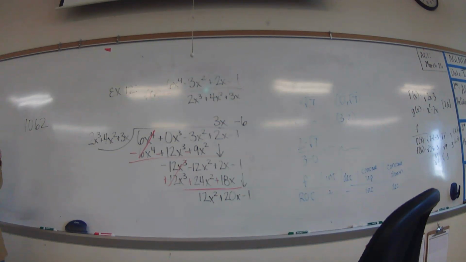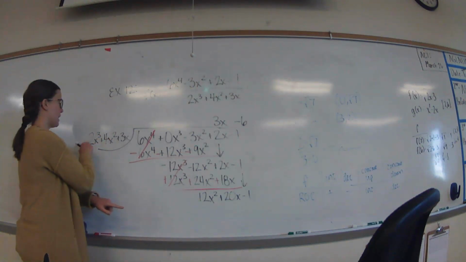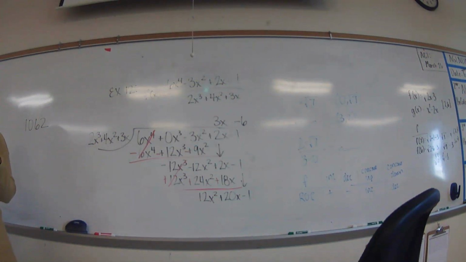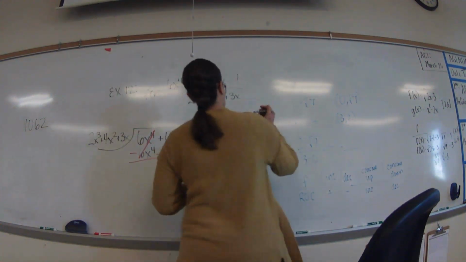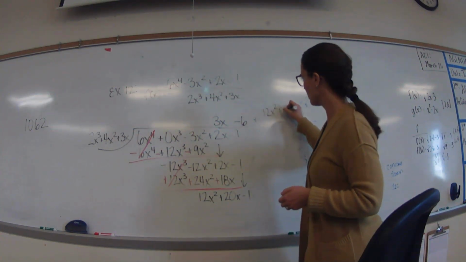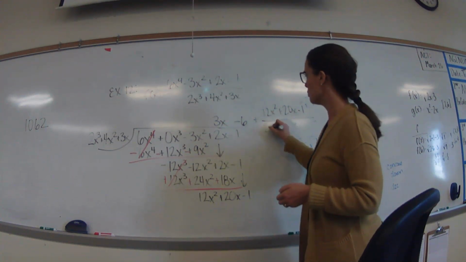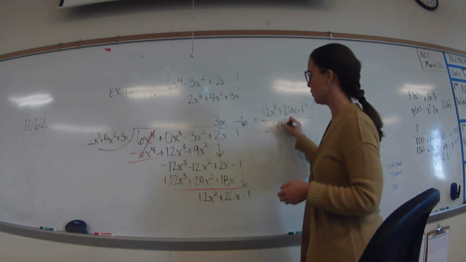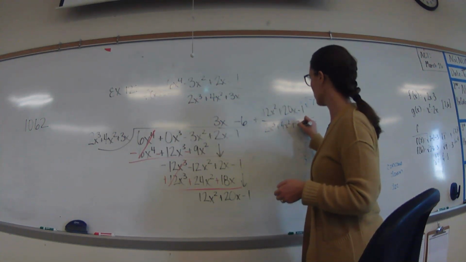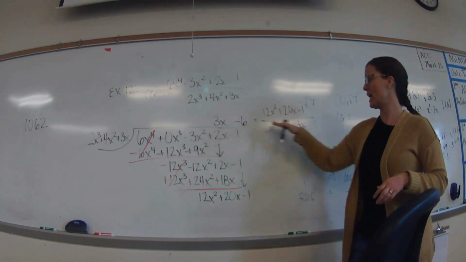So you cannot do this again because you got an x squared here, and you got to multiply by x to the third. So you can't do it again. On these problems, you should only have to divide twice. So all of this stuff right here is your remainder. So you've got 12x squared plus 20x minus 1, and that is over 2x to the third plus 4x squared plus 3x. There. So this is your equation.